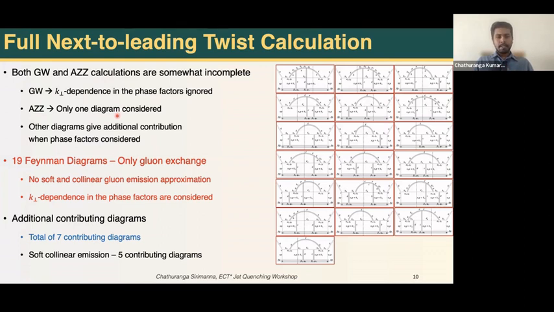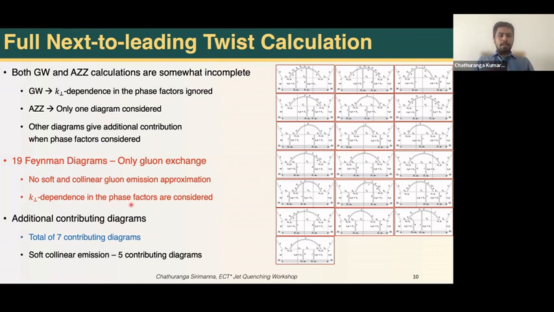Therefore, one can argue that the other 18 contributing diagrams can have significant contribution when K-perp dependence in the phase factors is considered. So in our full next to leading twist calculation, we consider all 19 Feynman diagrams with gluon exchange. We ignore the contribution from quark exchange diagrams as they are suppressed by virtuality in the limit of next to leading twist calculation. And here we didn't use the soft and collinear gluon approximation, and K-perp dependence in the phase factors is considered for all the diagrams.